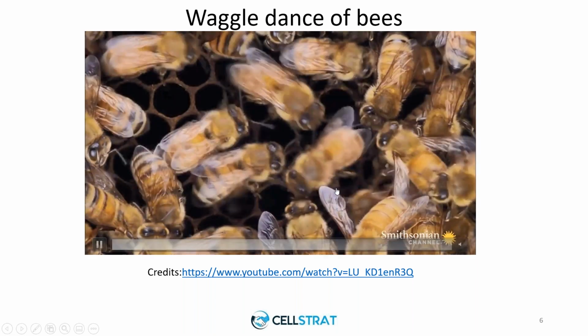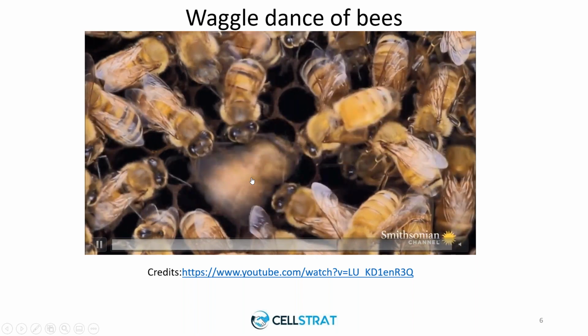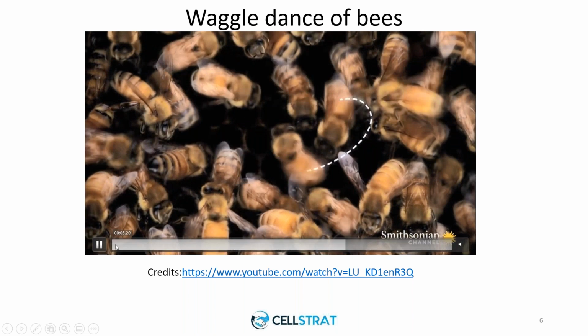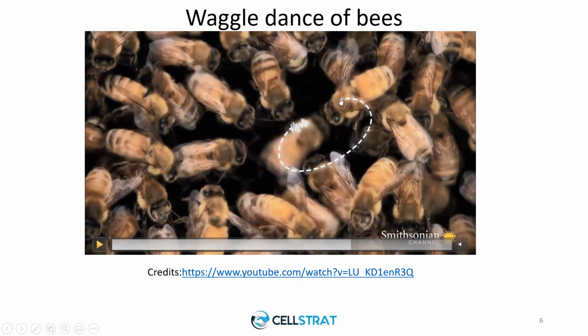Yeah, and then it's trying to make a few circular motions and trying to vibrate. These are very intricate motions that it makes. The longer this motion, it means that the path or the distance to the food is far away. The shorter this circle means that the food is close by.